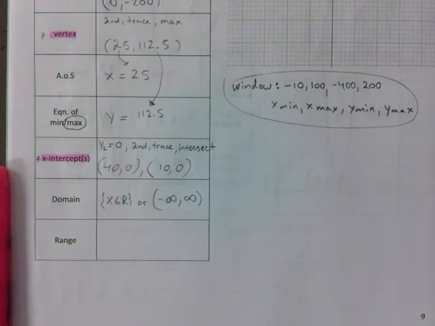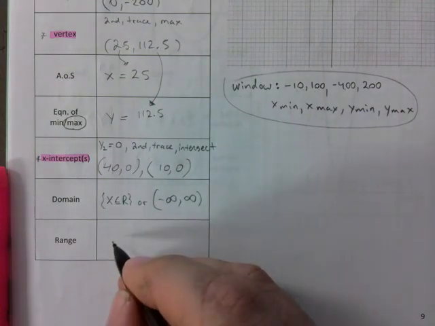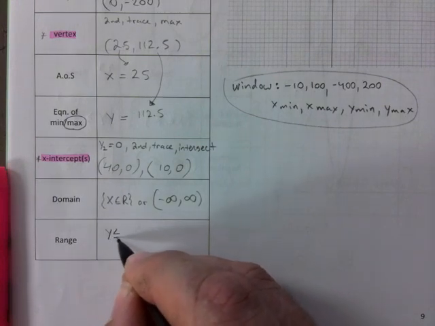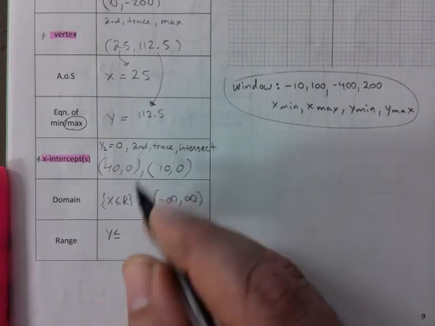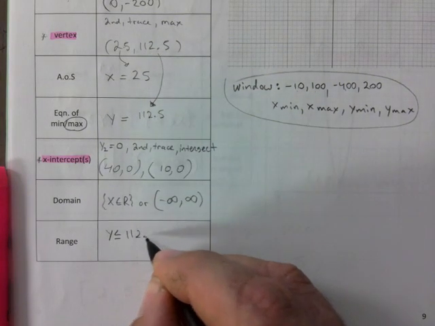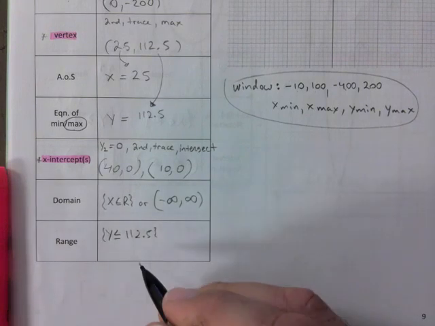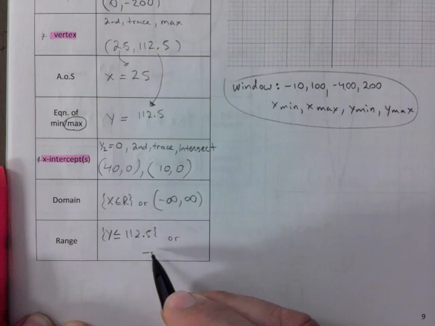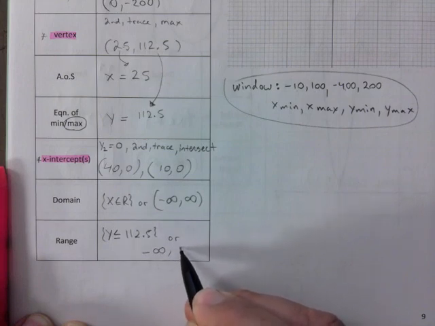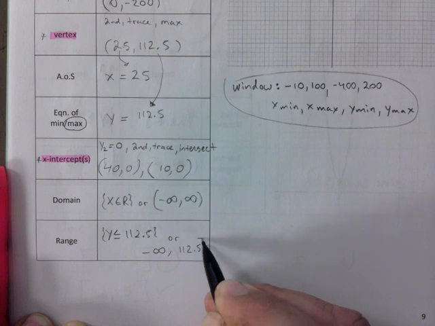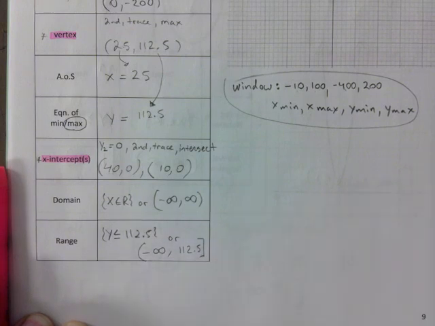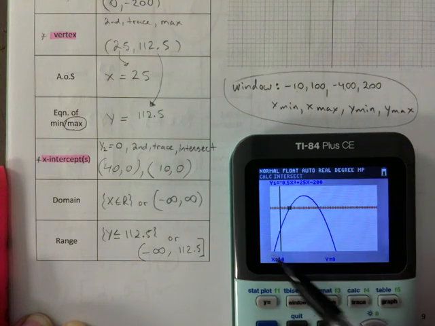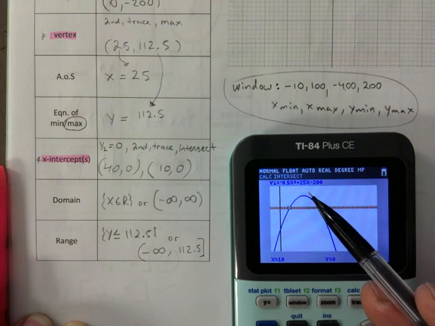And I'm going to stop after this one, but the range, it's either y is less than or equal to 112.5, or negative infinity all the way up to 112.5. Right? So negative infinity, right, because it keeps on going down.